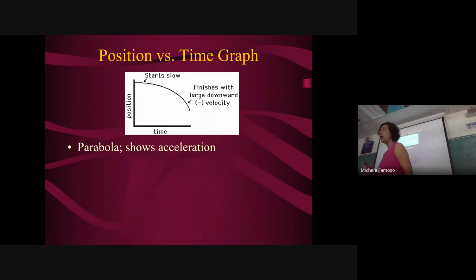I can read off the graph the height at which I'm dropping it from. A 0 meter position right here is the ground. That's where the ground is. So I can read the height that it's being dropped from on the graph.